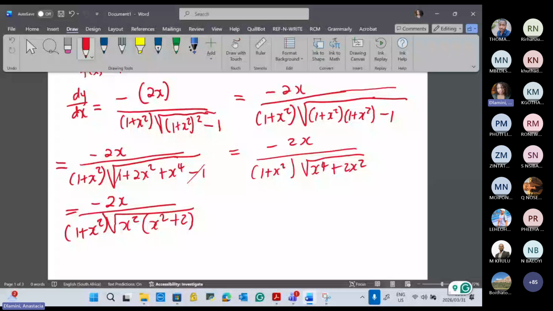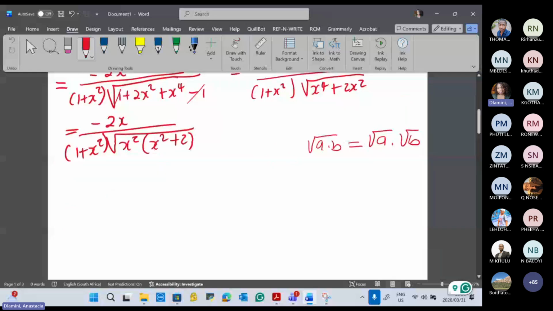So meaning that this will be equal to minus 2x over 1 plus x squared, times the square root of x squared, times the square root of what? x squared plus 2.